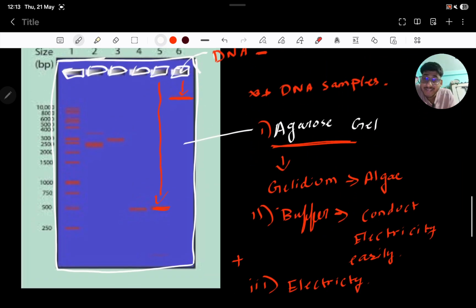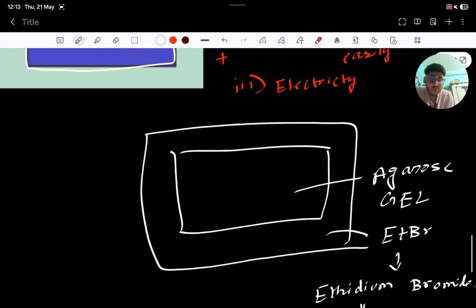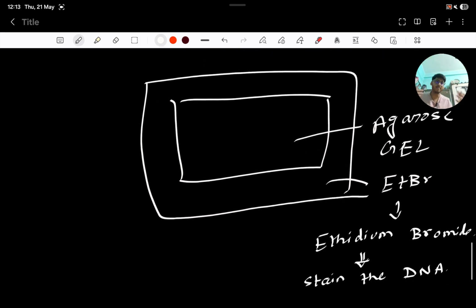You don't think that these bands will be visible to your eyes. No, these bands will never be visible. To make them visible, we will have to keep these DNA bands which are inside the gel into this EtBr or ethidium bromide solution, which will stain the DNA. Please remember, this ethidium bromide will stain the DNA. After staining, what will happen?